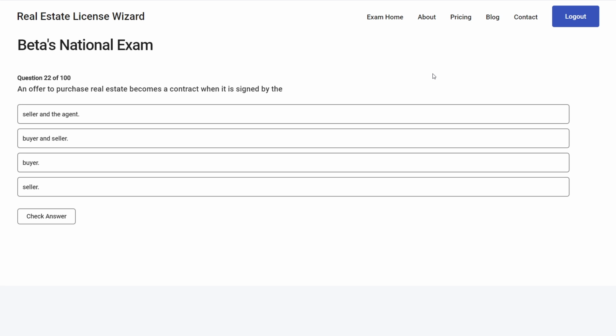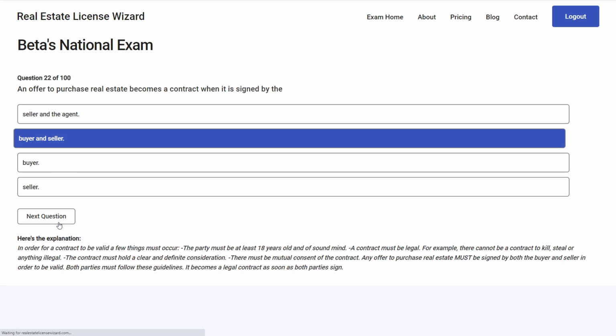All right. Hopefully you guys came up with that one. The correct answer is the buyer and the seller. So there's a bunch of things that have to happen for a contract to be valid. Obviously, a party has to be 18 years or older, must be legal, but another one of those things is there must be mutual consent of the contract, and what that means is that any purchase for real estate must be signed by both the buyer and the seller in order to be valid. Both parties must follow these guidelines.